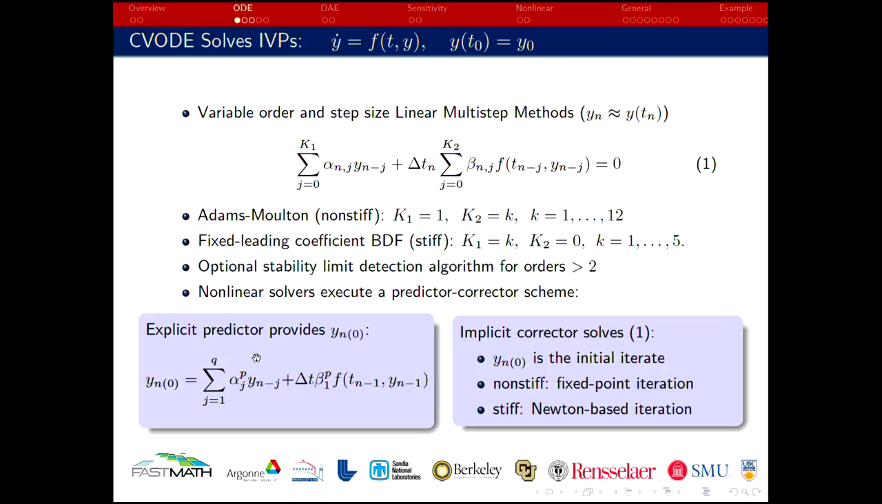The predictor is given by an explicit method, and so this is just a linear combination of old stuff. Notice y_n is the thing we're looking for, and here the summation goes from y_{n-1} and f_{n-1}. And so we're going to use old data to get a prediction. That prediction isn't going to be the answer to this nonlinear system of equations, but it's a good guess. And then we're going to correct that prediction using one of a variety of different nonlinear solvers. So we can use a fixed point-based solver or a Newton solver. And I'll talk more about those nonlinear solvers a little bit later.